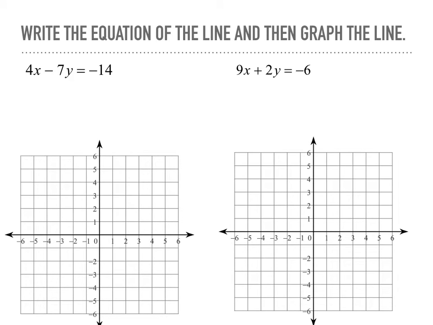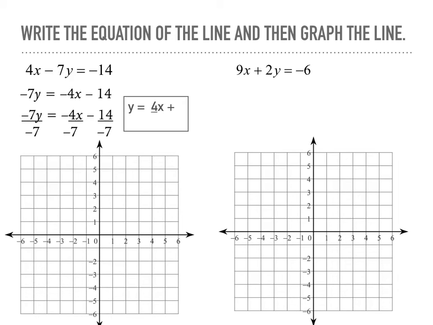We'll subtract 4x from both sides. Let's divide all 3 terms by -7. Let's rewrite the equation as y equals 4/7 x plus 2. We got a positive 2 because -14 divided by -7 is positive 2. So let's start on that y-intercept of 2. Let's use our slope.